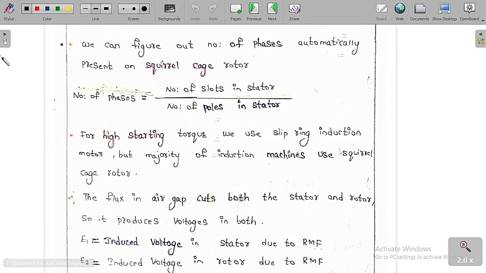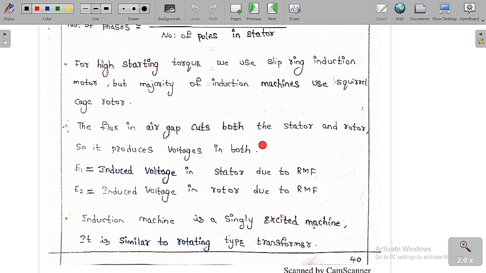The flux in the air gap cuts both the stator and the rotor, so it produces voltage in both. I already told you the flux in the air gap is going to cut both the stator and the rotor coils, so it is going to produce voltage in both. E1 is the induced voltage in stator due to RMF, and E2 is the induced voltage in rotor due to RMF. These are always per phase values. E1 is called the per phase induced voltage in stator due to RMF, and E2 is called the per phase induced voltage in rotor due to RMF.